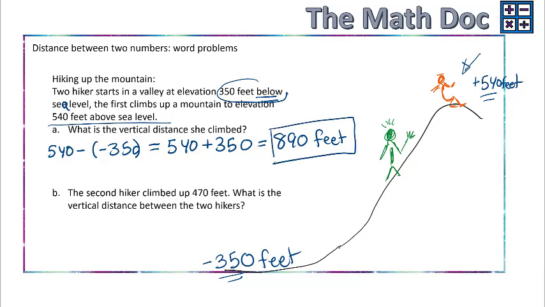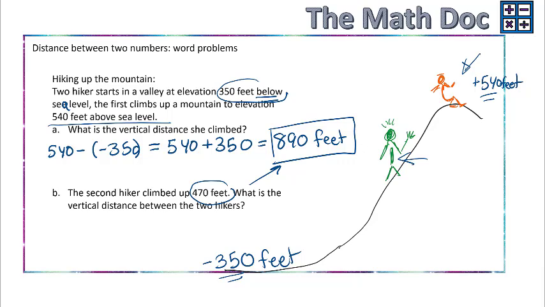Now the second hiker climbed up 470 feet. So we see that 470 feet is less than 890 feet. So this green climber here only climbed 470 feet. And the question is, what is the vertical distance between the two climbers?